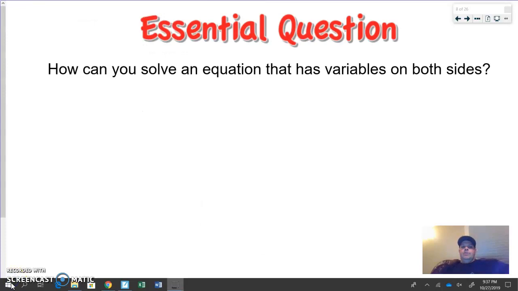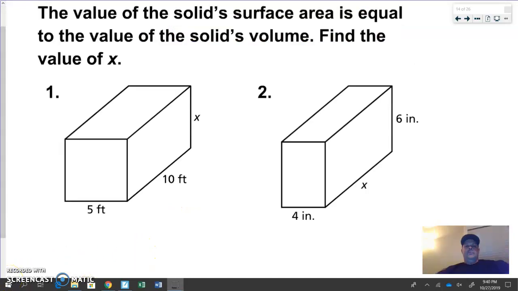So today, as I mentioned, we are going to solve equations that have variables on both sides. In our first example, the value of the solid's surface area is equal to the value of the solid's volume. Surface area means we add up all of the sides, including the bottom and the back, and that is going to equal the volume, which is the length times width times height.